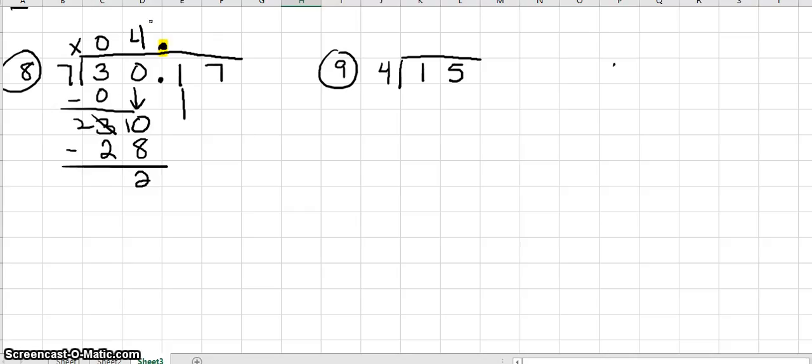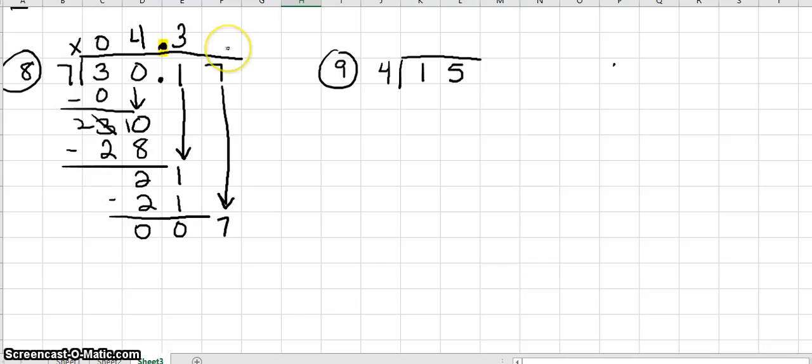Ignore my decimal and bring down my 1. What times 7 equals 21? 3 times 7 is 21. I subtract. I don't get anything. I bring down my 7. What times 7 equals 7? 1 times 7 equals 7.